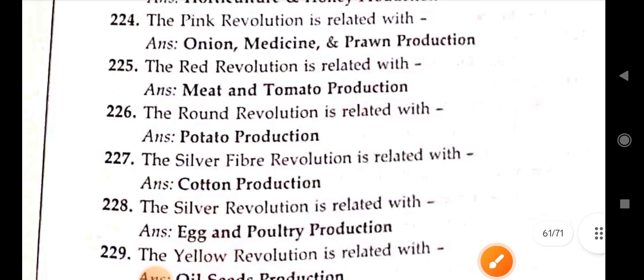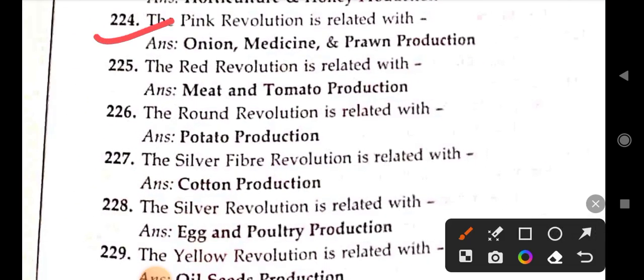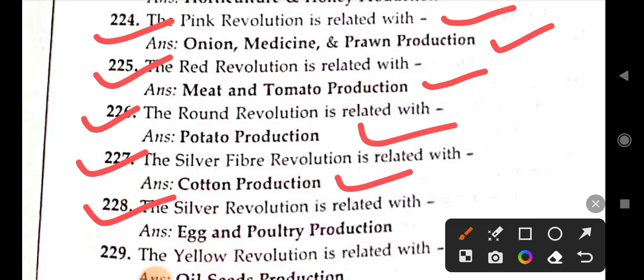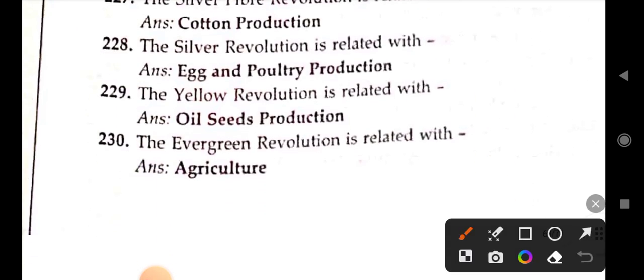Next. The Pink Revolution is related with onion, medicine and prawn production. The Red Revolution is related with meat and tomato production. The Round Revolution is related with potato production. The Silver Fiber Revolution is related with cotton production. The Silver Revolution is related with egg and poultry production. Next, the Yellow Revolution is related with oilseed production. The Evergreen Revolution is related with agriculture.